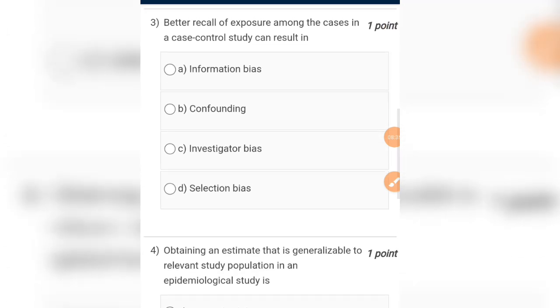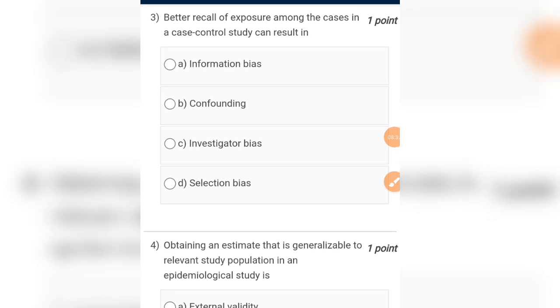For question number 3, the statement is: better recall of exposure among the cases in a case control study can result in information bias, or confounding, or investigator bias, or selection bias. So the answer will be option A, information bias.